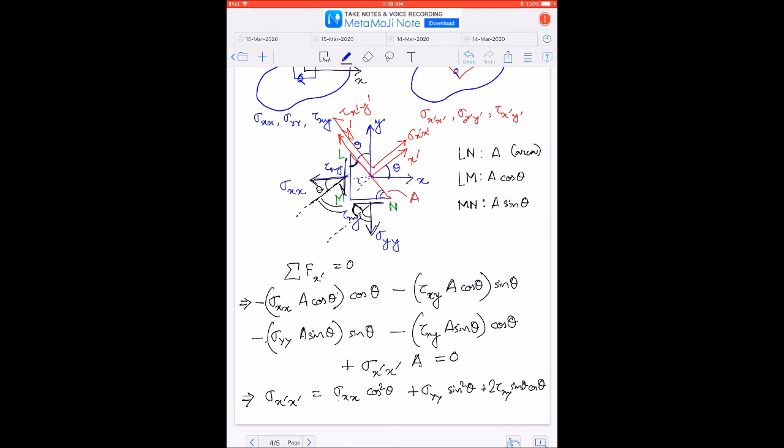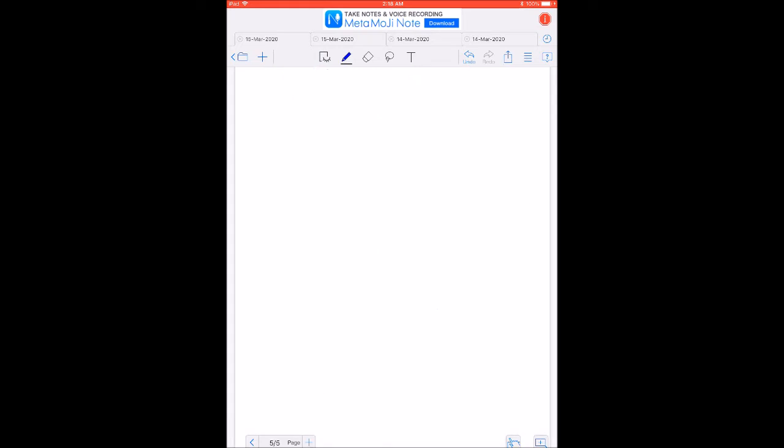So let's do that. First of all, I'll have to draw the figure again. So very quickly I'll try to do that. So the vertical edge first, the horizontal, this will be sigma xx, tau xy, sigma yy, and tau xy.